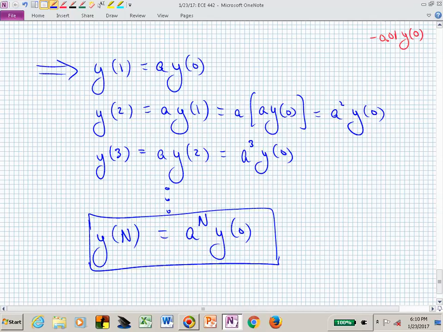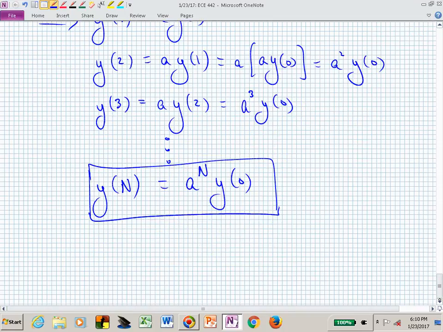Now you know the generic structure for a first order difference equation, if it's non-forced. This would be the homogeneous solution structure. We want a 1% settling time.